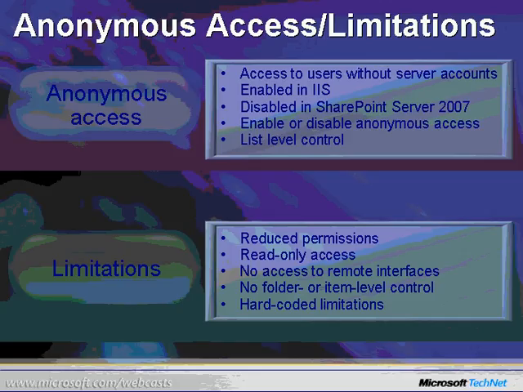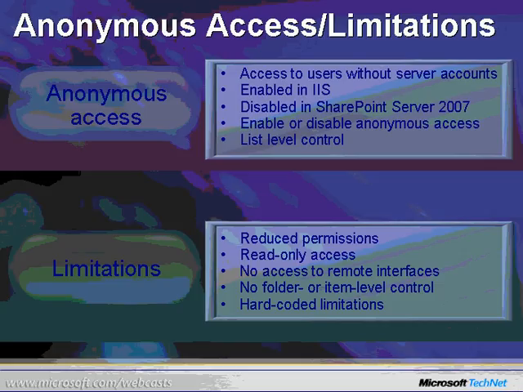Anonymous authentication provides access to users who do not have server accounts on the server computer. Like folks who hit your internet-facing SharePoint site from over the web. IIS will create the anonymous account for web services. When IIS receives an anonymous request, it impersonates the anonymous account. Anonymous access must be enabled in IIS before you can enable it for a website. With SharePoint 2007, this feature is disabled and turned off by default.